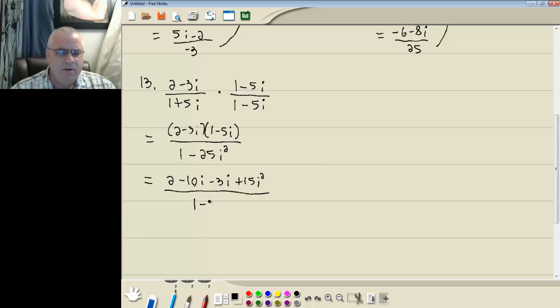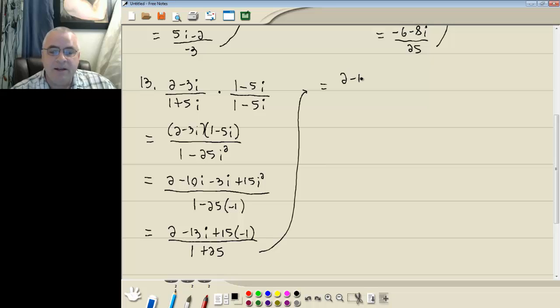And down below, we have an i squared, which we know becomes a negative 1. And again, that was our main problem. We had an i down in the denominator. You can't have that. So we see it's disappeared, so it's heading in the right direction. Back up on top, negative 10i minus 3i gives us negative 13i. Plus 15, and i squared becomes a negative 1. Down below here, negative 25 times negative 1 gives us a positive 25.